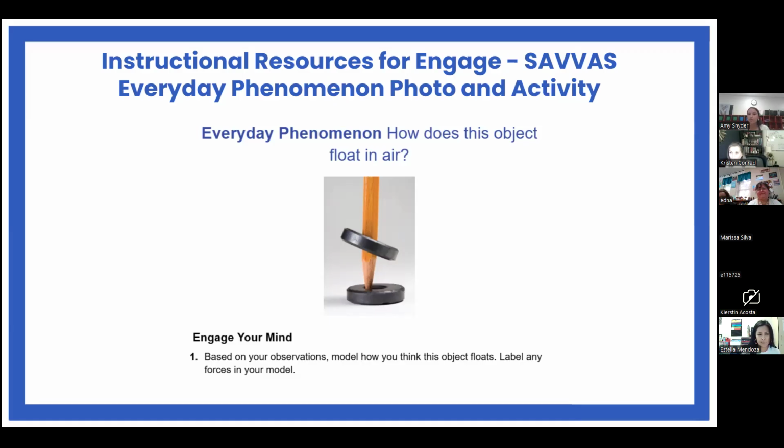It's meant to be a quick 5 to 10 minutes using a phenomena. There is the corresponding page in the consumable textbook that the students could use, or you could just have them record their noticings and wonderings in their science notebook. You can access the everyday phenomenon photos, and in some topics there are videos, and those are available in your Savas digital platform as well.